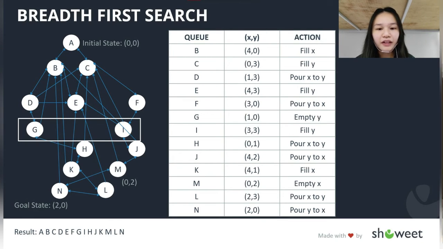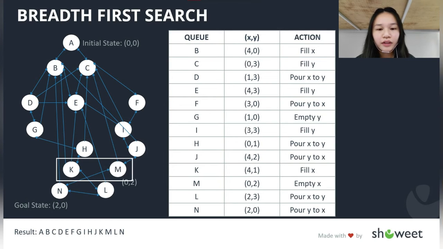G and I that divided from D and F respectively is level 3, while H and J that divided from G and I respectively is level 4. Level 5 continued with K and M that divided from H and J respectively. Lastly is level 6 with L and N that divided from K and M respectively.